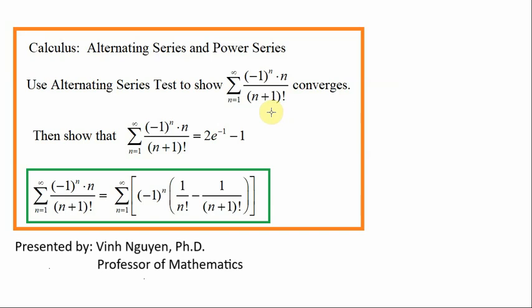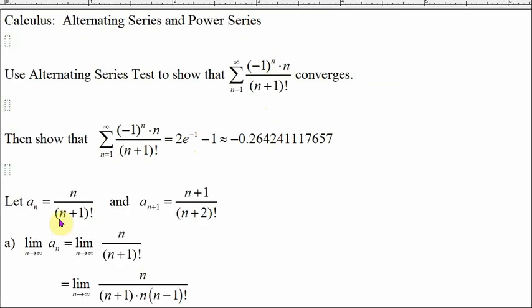In this video, we have an alternating series right here, and so I will use the alternating series test to show that this series converges, and then show that the series converges to 2 times e to the negative 1 minus 1. Let a sub n be the expression n over (n plus 1) factorial.